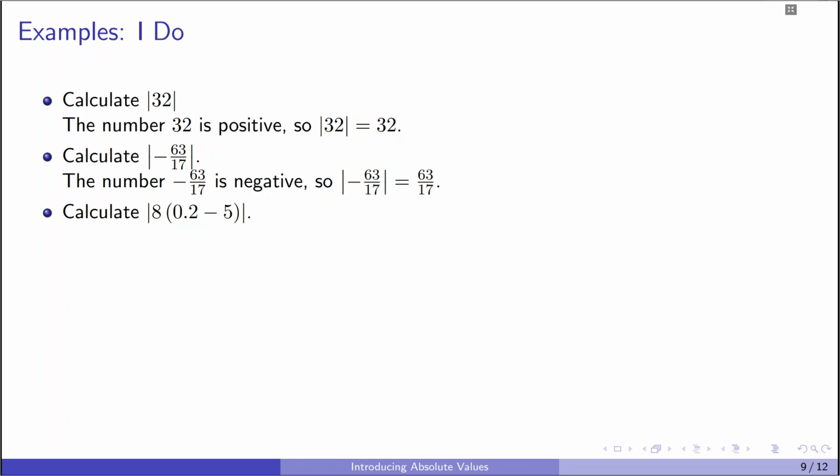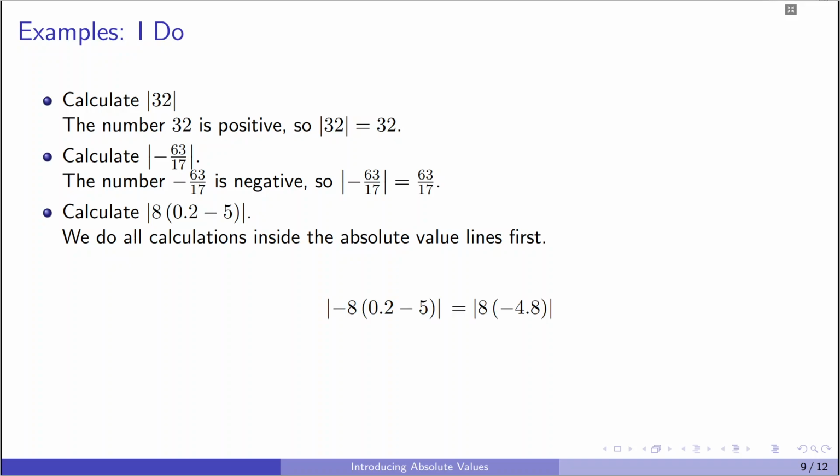Calculating the absolute value of 8 times 0.2 minus 5. That's a little more complicated. We do what's inside first, following order of operations. 0.2 minus 5 is -4.8. 8 times -4.8 is -38.4. Now we have a single number. Now we apply the absolute value. The absolute value of -38.4 is +38.4.